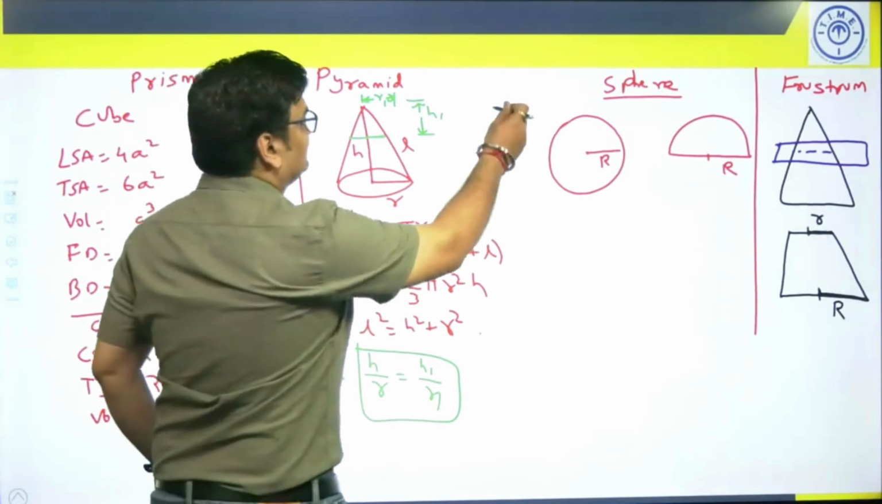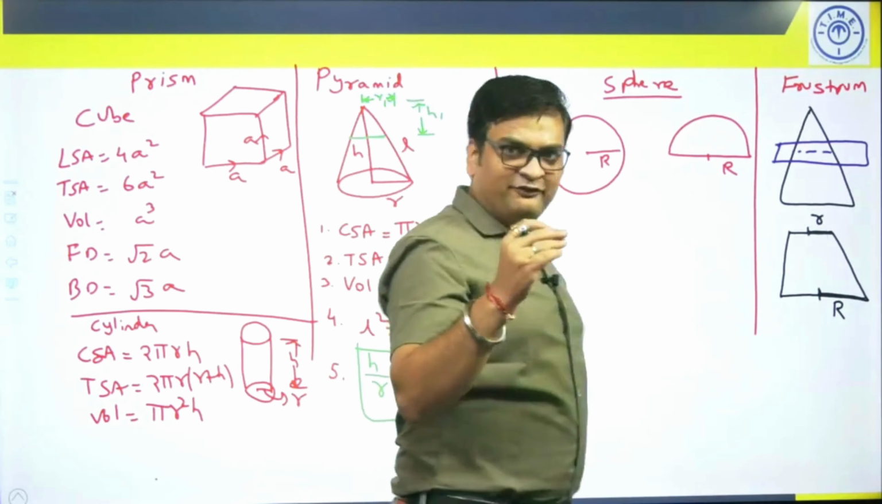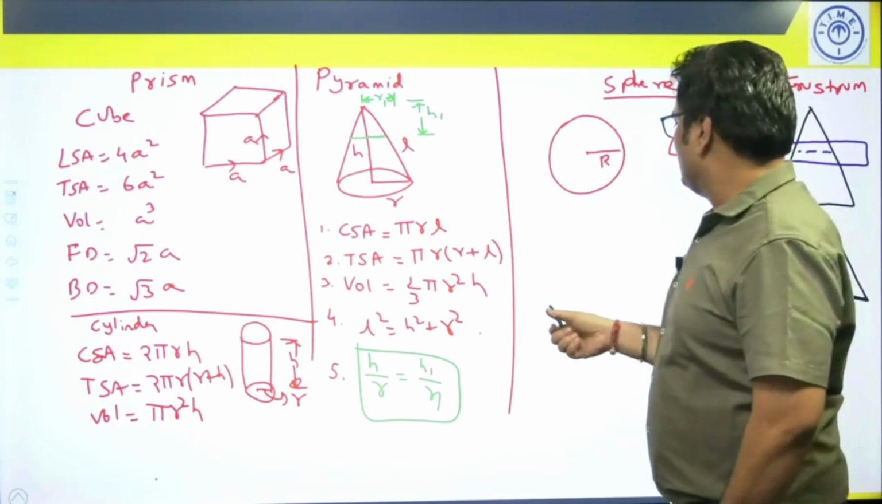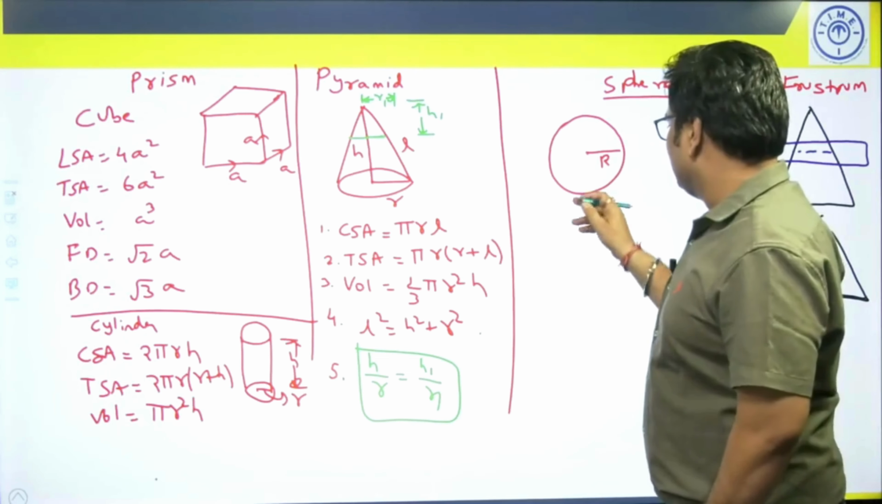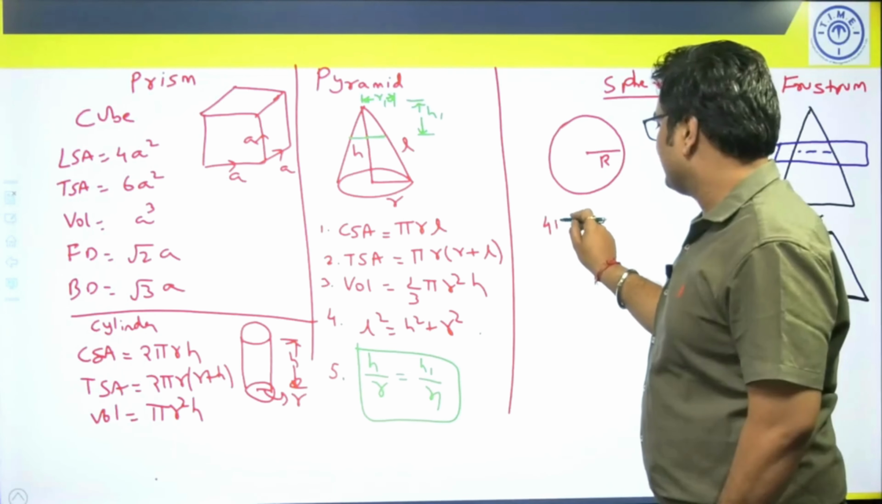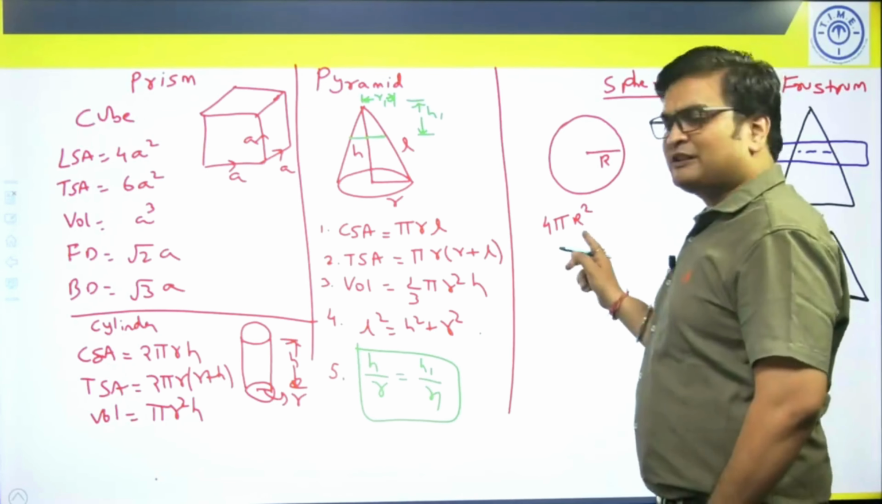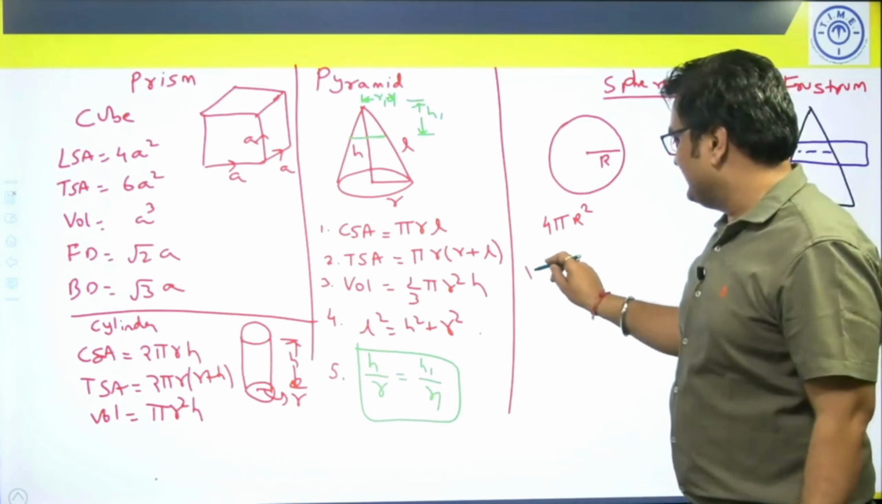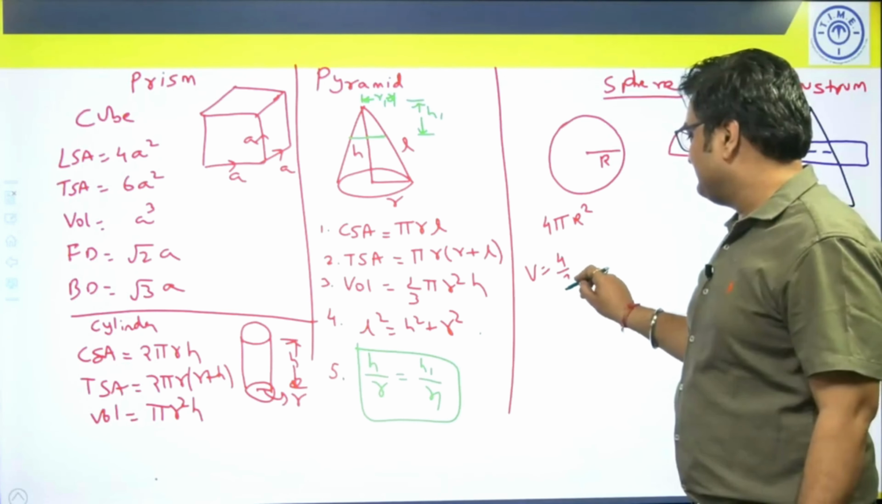So when you come to sphere, very simple straightforward formula that we have. One is the formula for total surface area. So total or curved surface area in this case will be 4 pi r square. This is your curved surface area. And there is one more formula, which is volume, which will be given as 4 by 3 pi r cube.